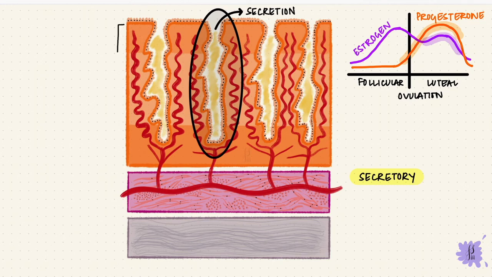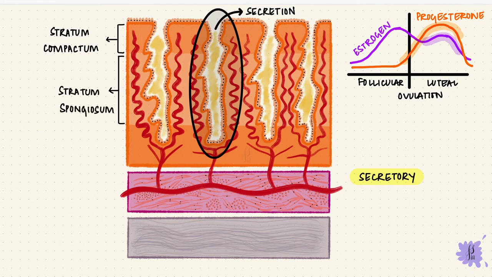The lamina propria in the upper part is compact, and it's called the stratum compactum. But below that, it becomes fluid-filled and edematous. This is the stratum spongiosum. And these are the two parts of the stratum functionalis, the stratum compactum and the stratum spongiosum. The spiral arteries reach higher in the endometrium. Their walls thicken and they become more tortuous.